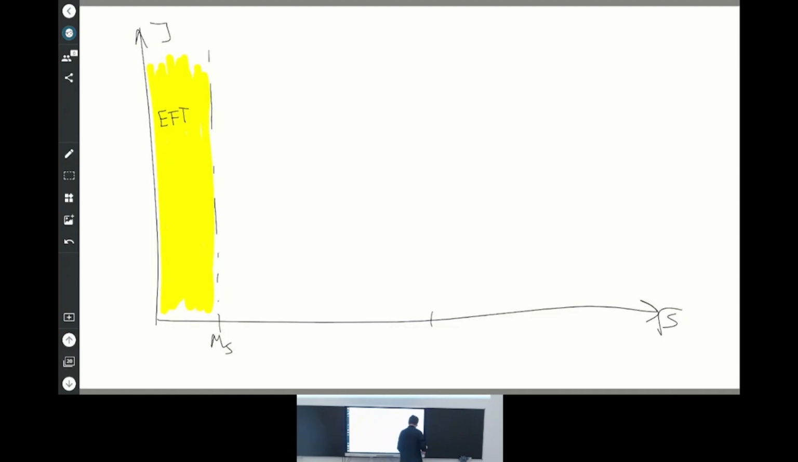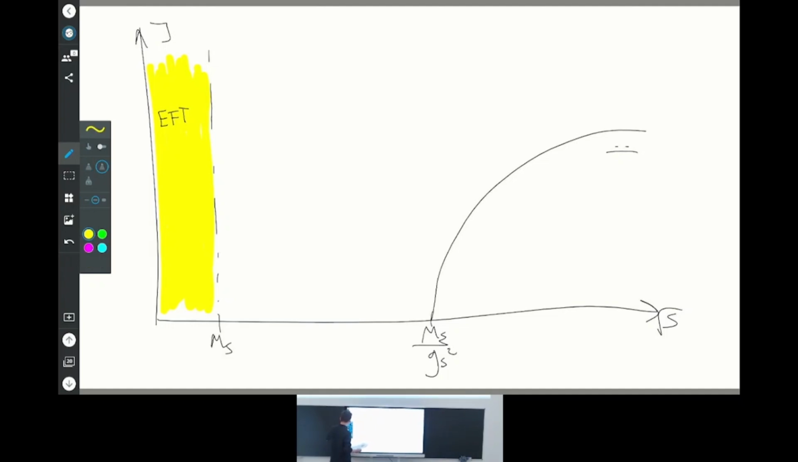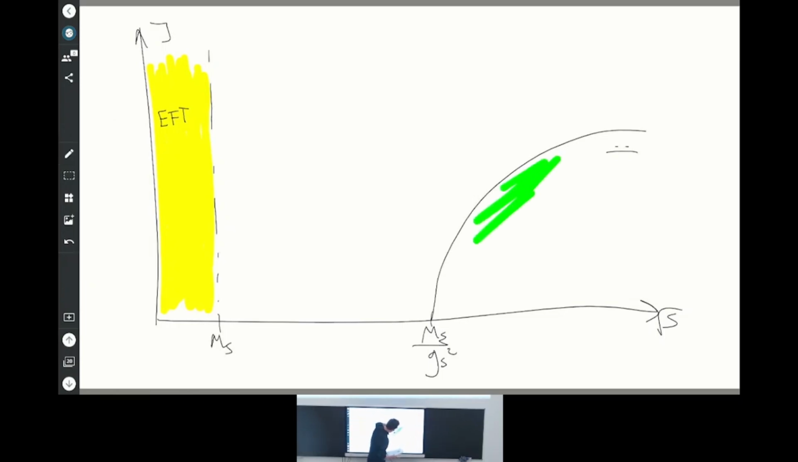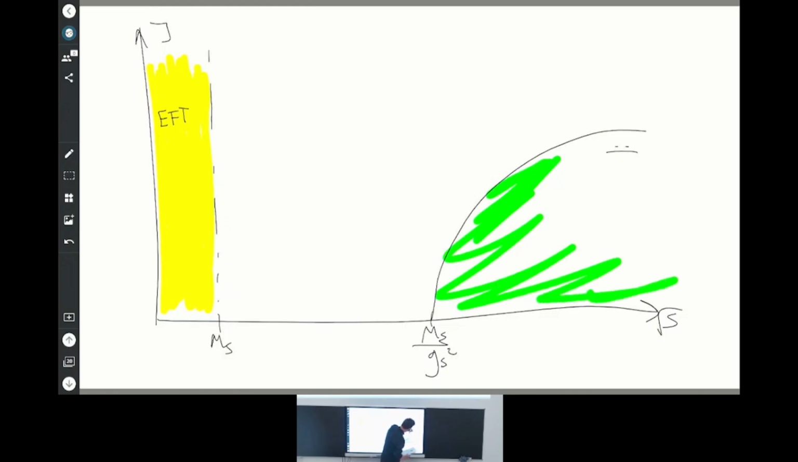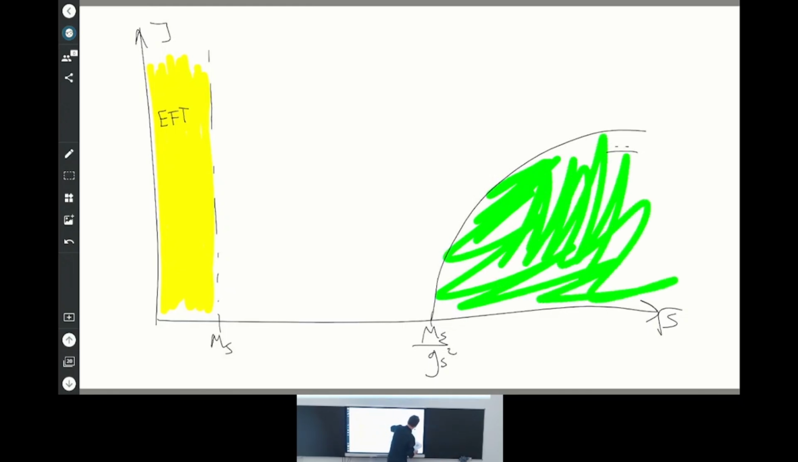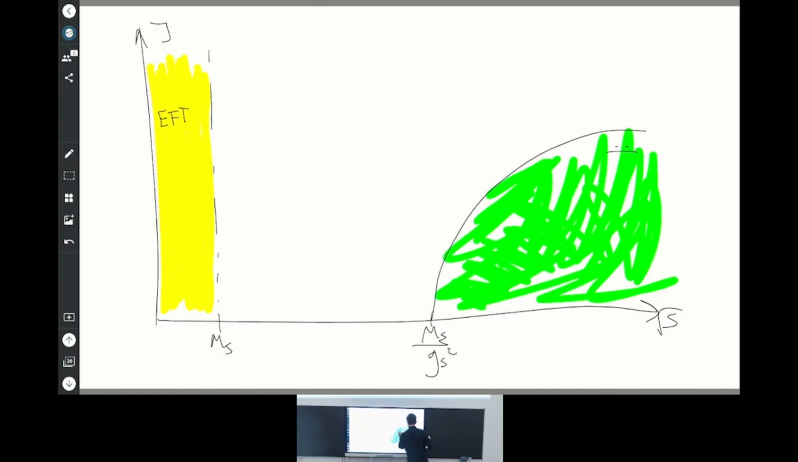Let me put square root S. MS over G string square. And here we believe there is this collapse. I don't know what it is. So here we have this region. It takes a while to paint it. So this is a collapse region.